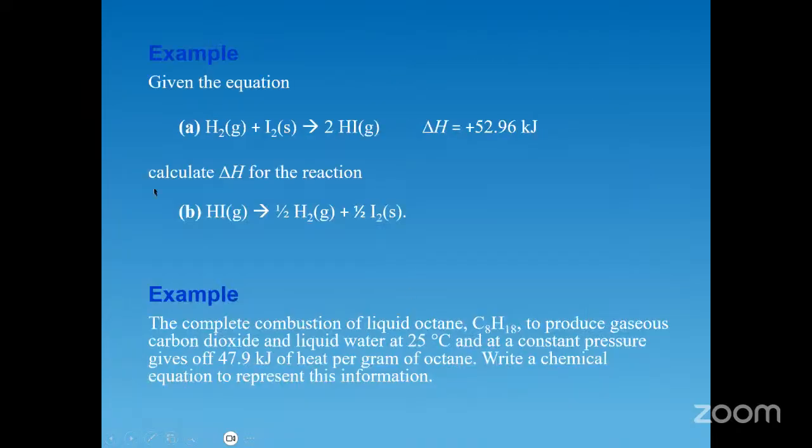What else? Oh, okay, so let's look at these examples. The first one says, given the equation, and it gives you this equation, calculate delta H for the reaction, and it gives you this equation. So my question to you is this. I want you to compare this equation to this equation and tell me what are the two differences. There are two differences between those two equations. What's the first one? There are two differences between the first equation given and the second equation given.